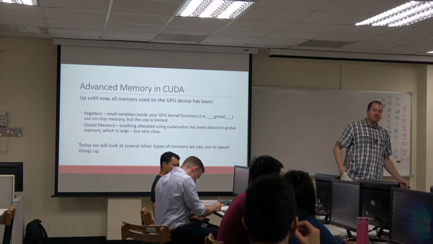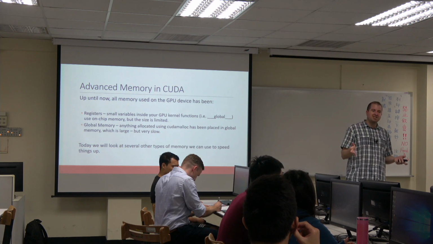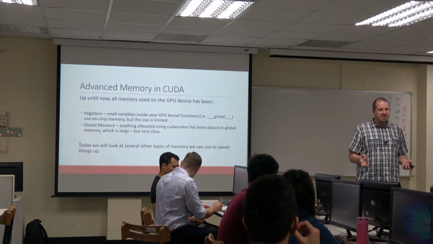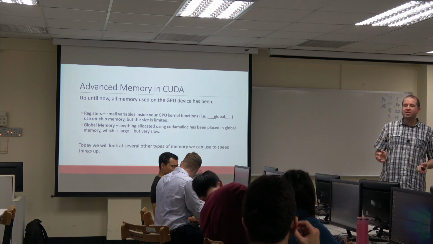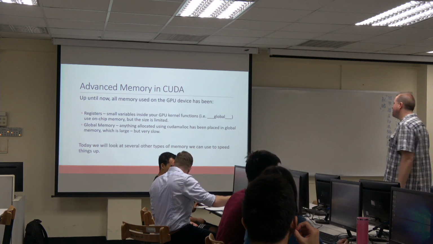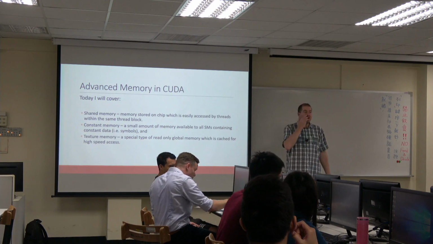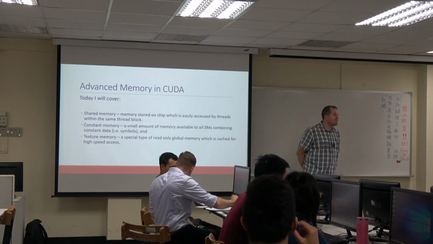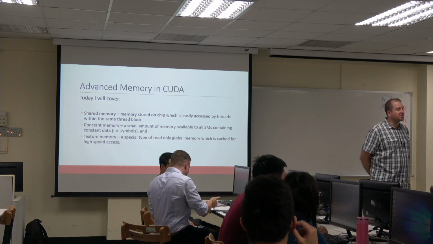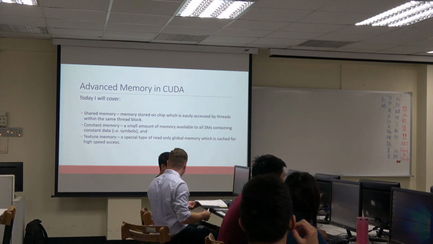That's good because the global memory on the GPU is large, lots of it. The GPU you're using has 6 gig of it. But the problem is, global memory is very slow because global memory is stored off the chip. And we can see that. Today, we're going to look at several of the other memory types that we use in the GPU to make things go faster, because global memory is just too slow for most of the applications we do.